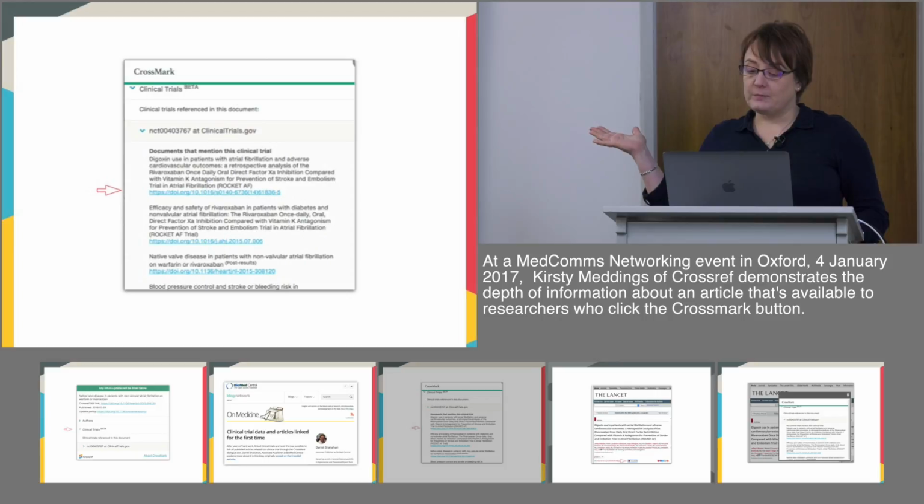And then what we're doing is displaying a list of these publications threaded together inside the Crossmark box. So in this example, we've gone from one article about a clinical trial to see that there are 3 others that are also talking about the same trial, and we've got links out to them. So the reader can now click out and find out what else is being said or reported about this trial.